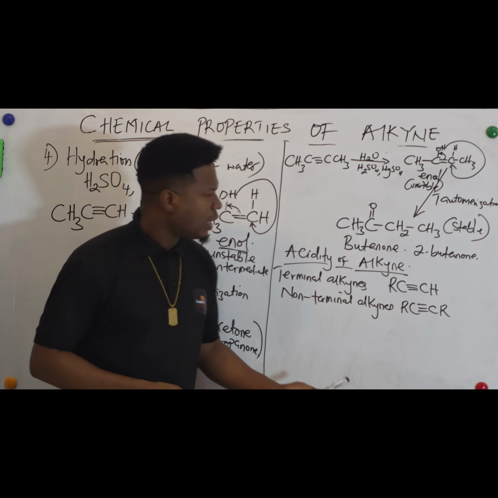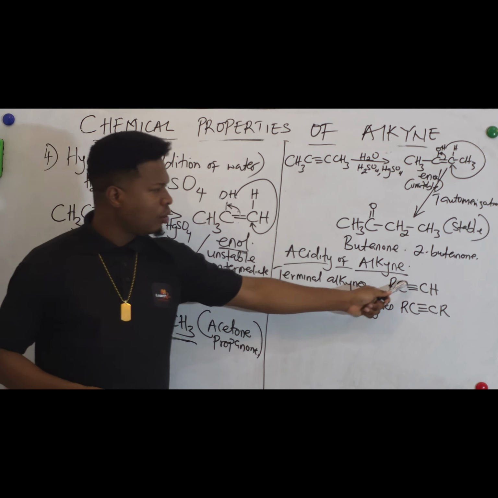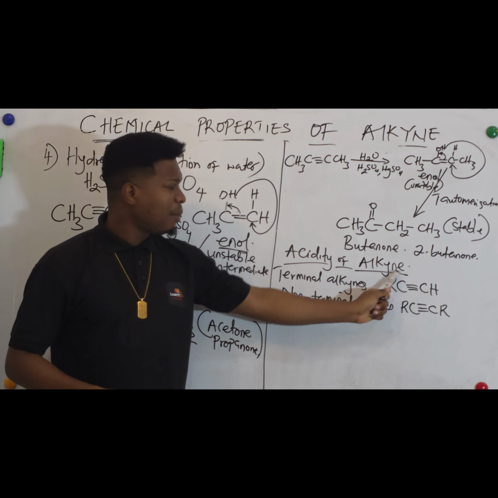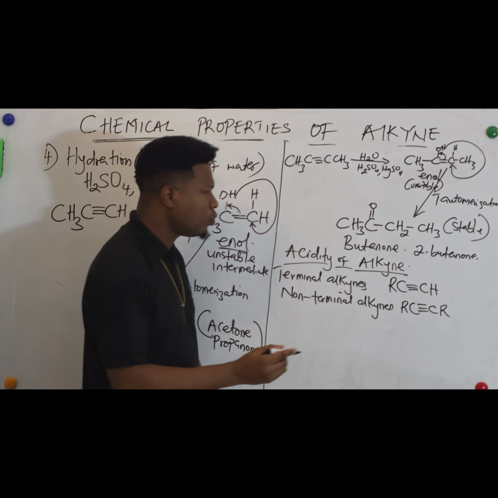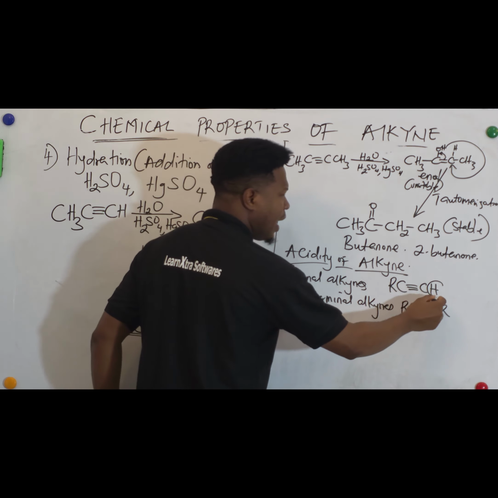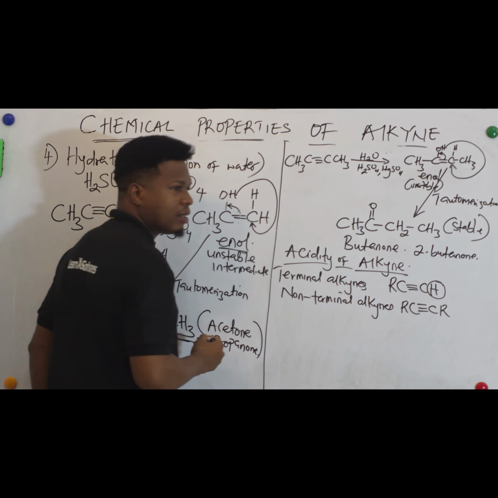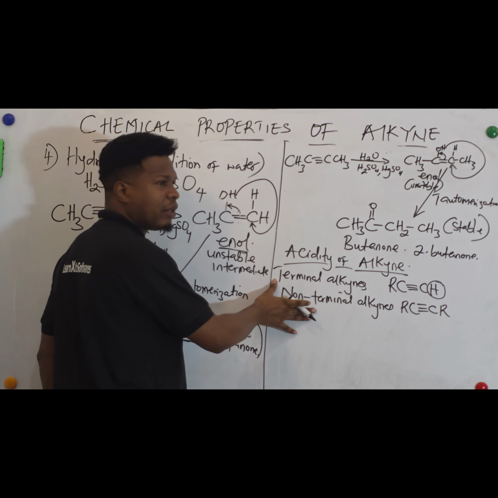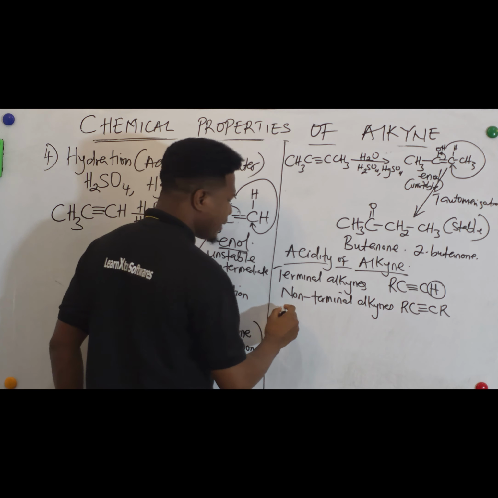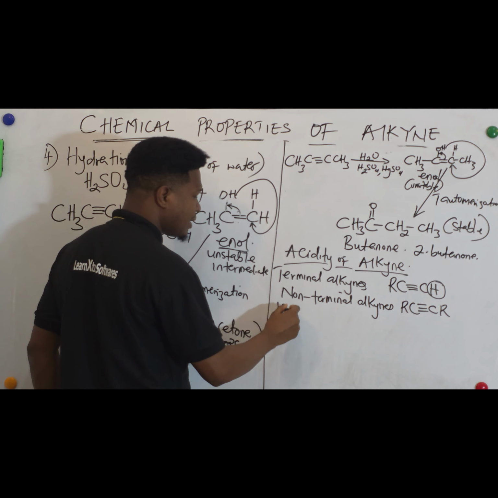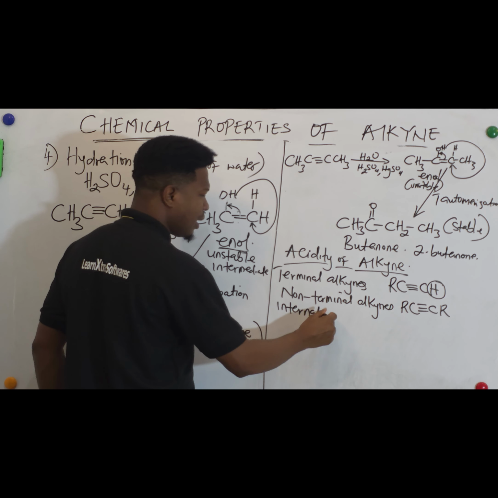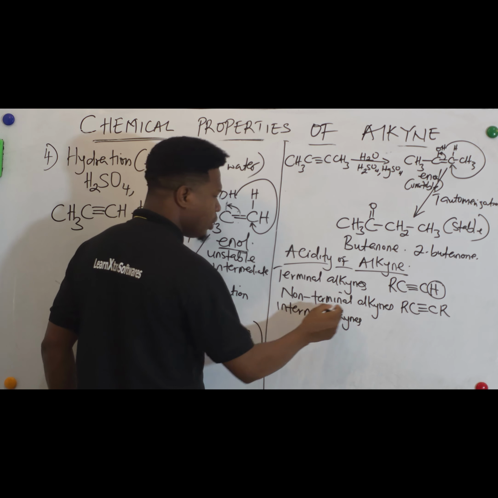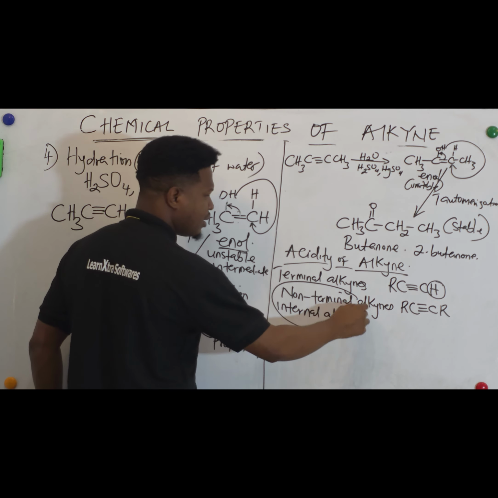Any alkyne in which the triple bond is on the first carbon, number 1 carbon, is a terminal alkyne. And terminal alkynes have what we call acidic hydrogen. The hydrogen you always see here is acidic. Non-terminal alkynes do not have acidic hydrogen. You can call them internal alkynes. Internal alkynes can also be called non-terminal, so this and this are the same thing.